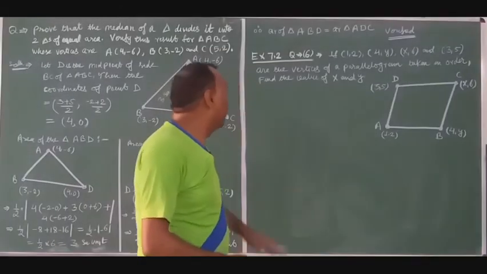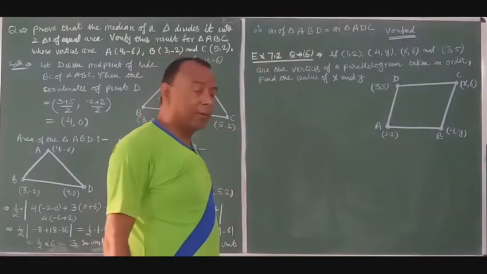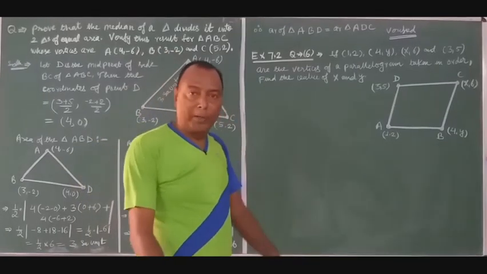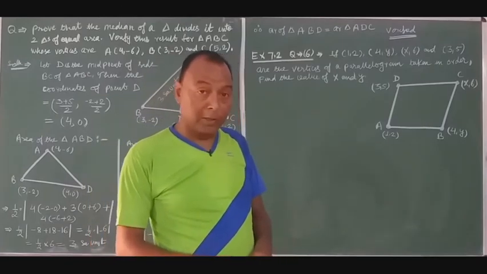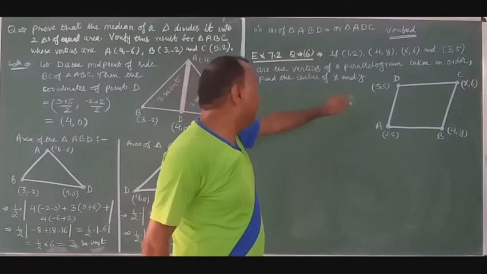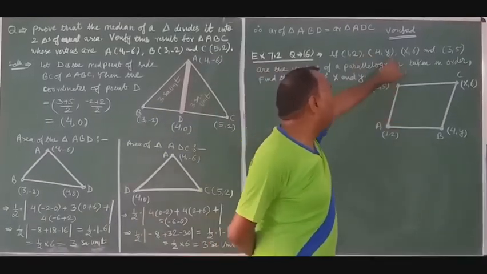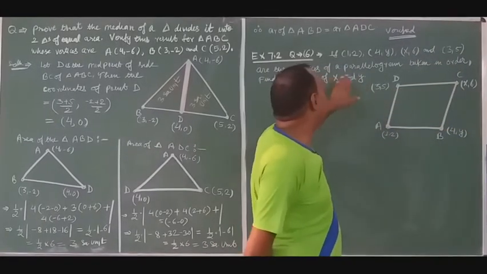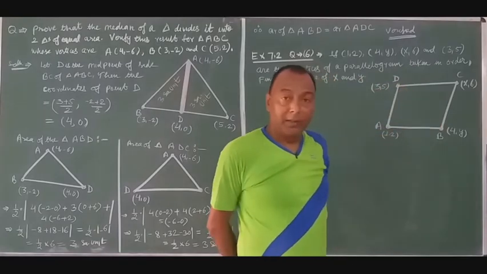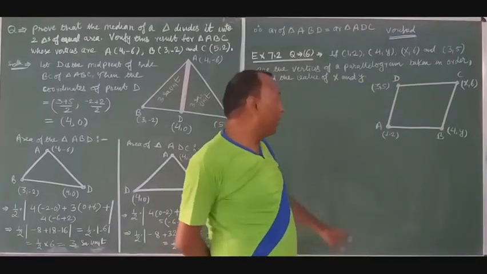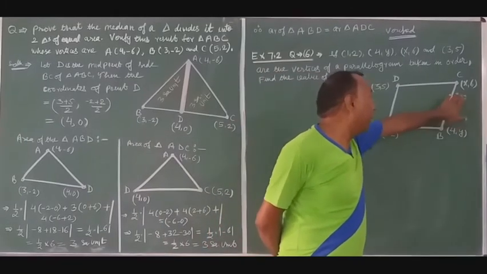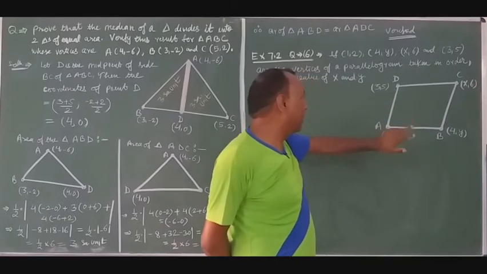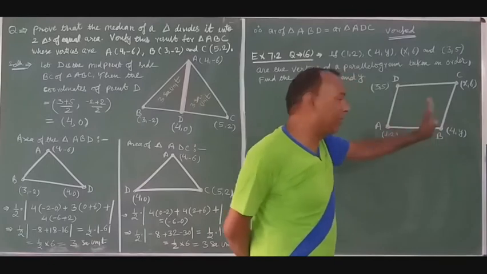Now just look at this question, exercise 7.2, question number 6, which is again based on the coordinates of the midpoint. This is the question. If (1, 2), (4, y), (x, 6) and (3, 5) are the vertices of a parallelogram taken in order. Either you will write in this way (1, 2), (4, y), (x, 6), (3, 5), or you can start from another vertex in the same cyclic order. You can't write them out of order. No, they are taken in order.